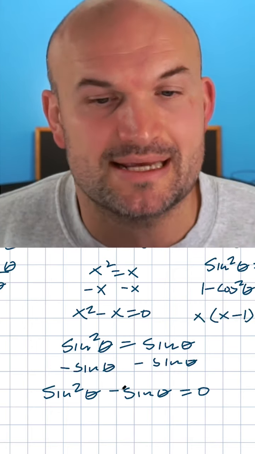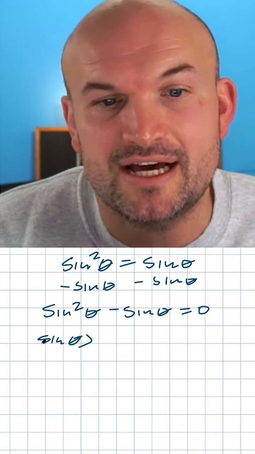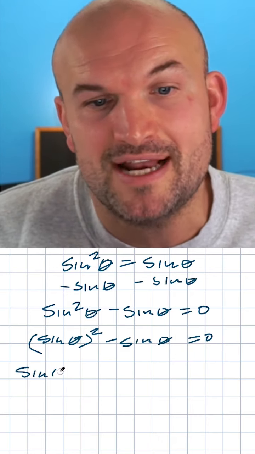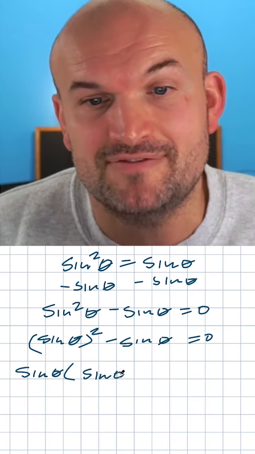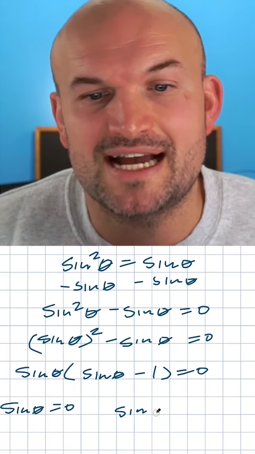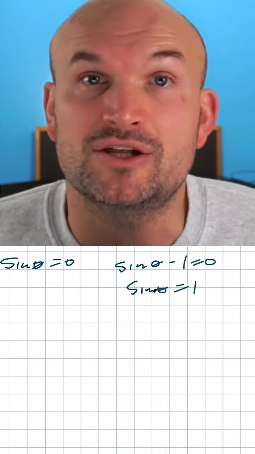Well, this is the exact same case. Remember that the sine squared of theta can be rewritten as a sine of theta quantity squared minus a sine of theta equals 0. I can factor out my sine of theta multiplied by an extra sine of theta minus 1 is equal to 0. So I have a sine of theta equal to 0, and I have a sine of theta minus 1 is equal to 0.